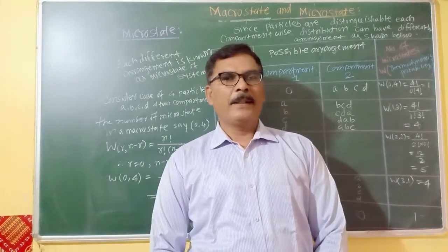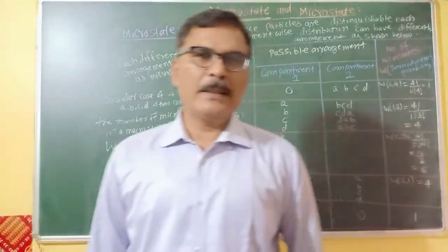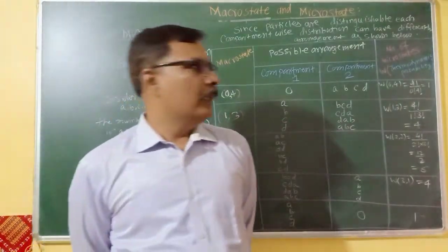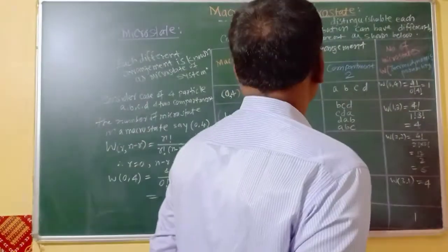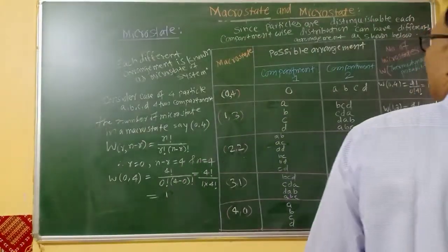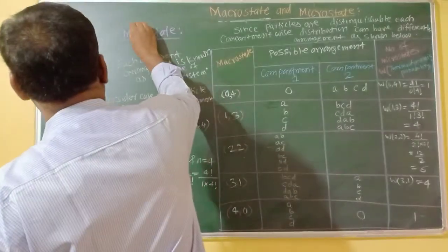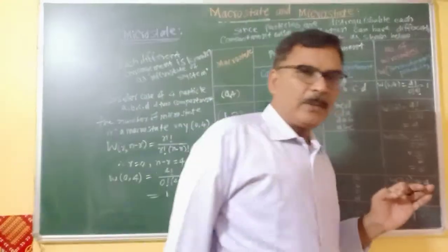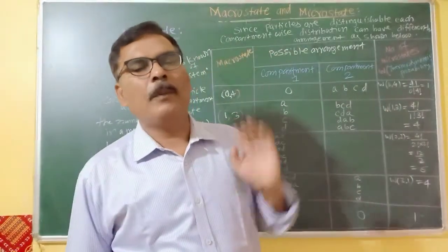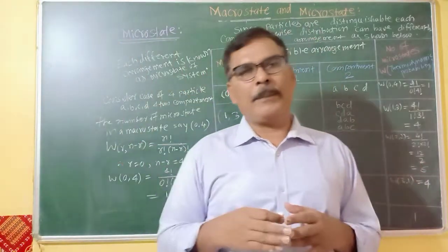In the last period we have studied about macrostates. In today's lecture we are going to study a very important article, that is microstates. Microstates is the important article we are going to discuss here. In the macrostates we have to consider, for example, four particles. These four particles are distributed in the two compartments.